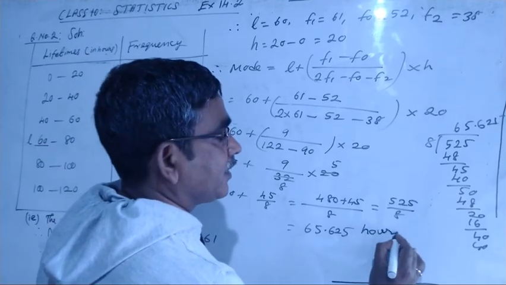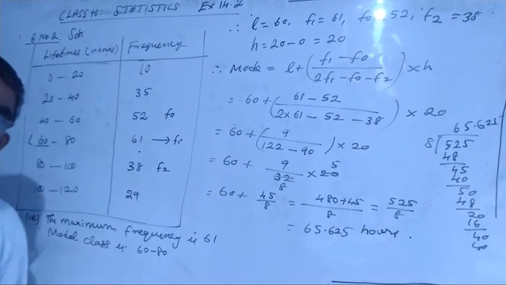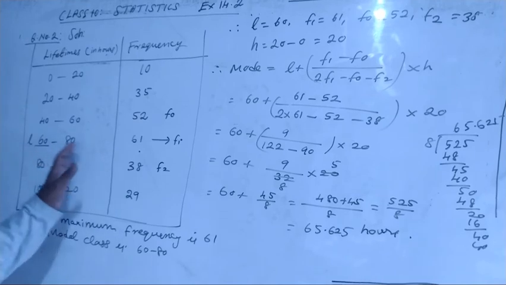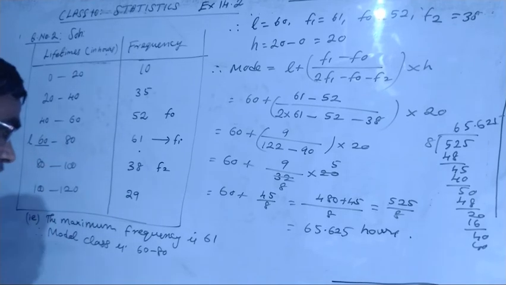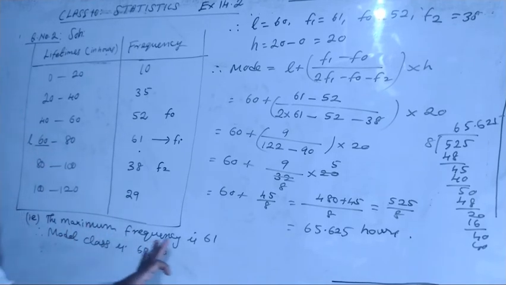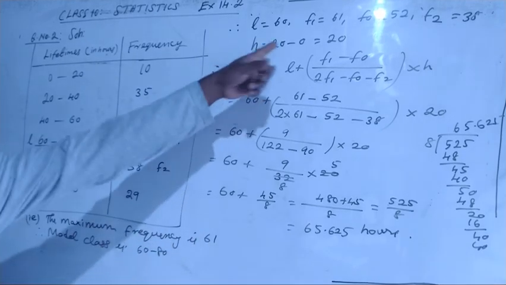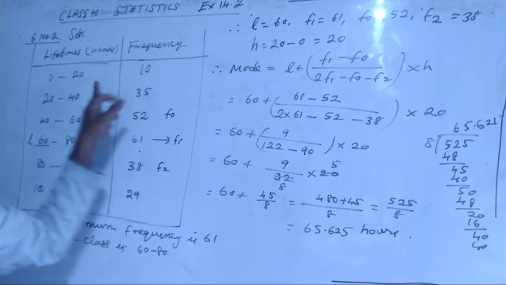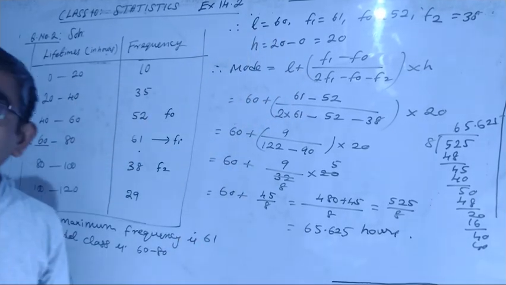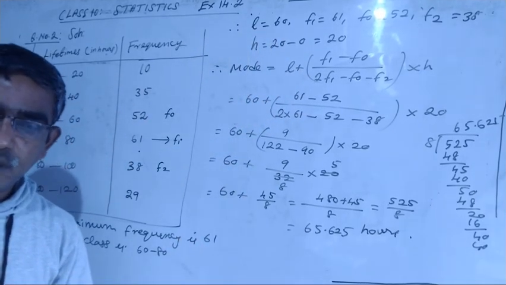I hope you understand. You need to know how to select F1, F0, F2 and so on. The modal class is the one with the maximum frequency, 61. So we know the modal class, F1, F0, F2, and the width of the class interval, 20 minus 0. After that you can apply the formula and you will get the result. Okay, bye. Next question.